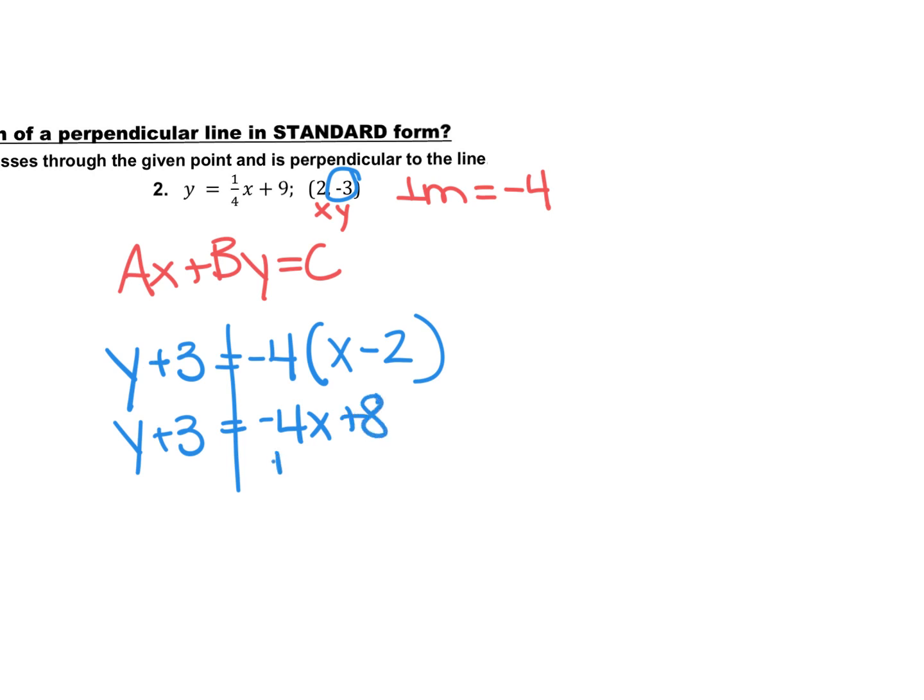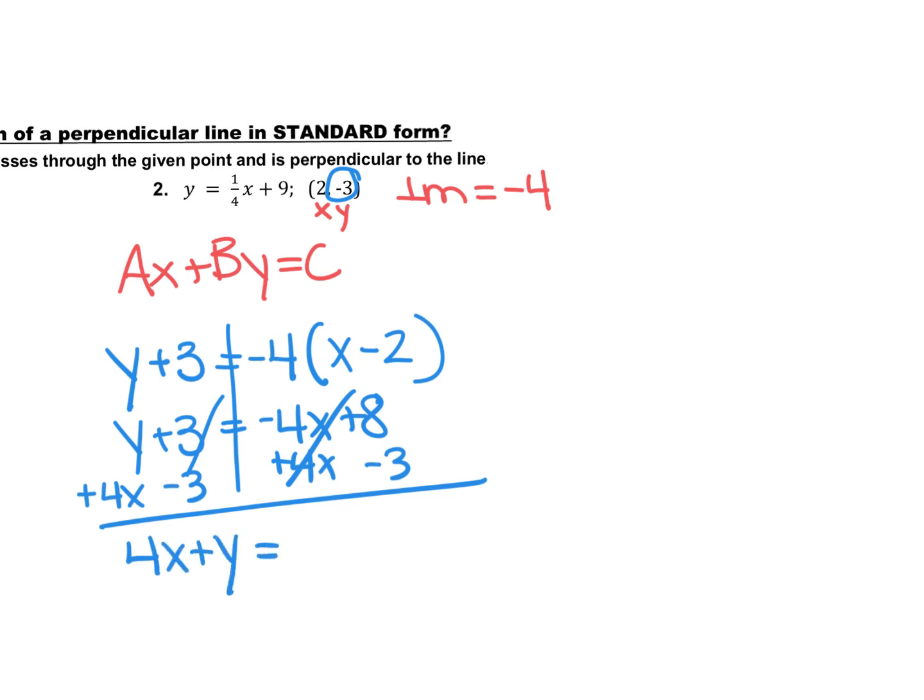And now let's rearrange. Remember, these cancel out, and you have 4x plus y is equal to 5. All right, now it's in standard form. So in this lesson, we took a look at how to write different equations that are perpendicular to the line given.